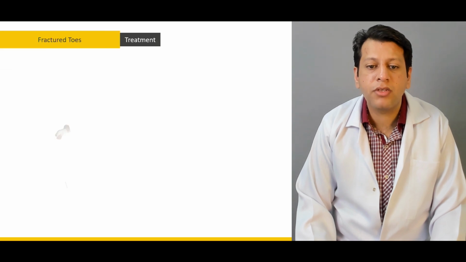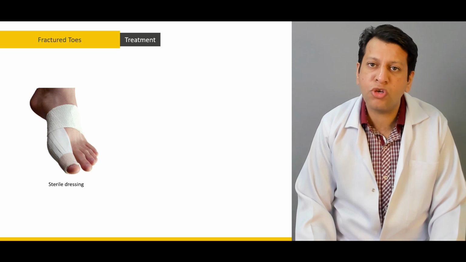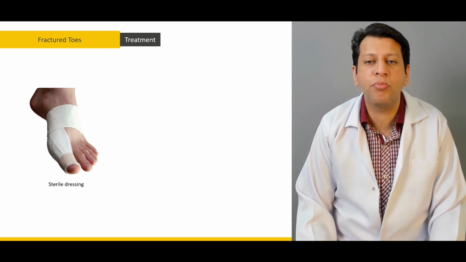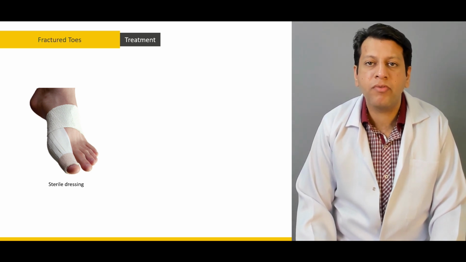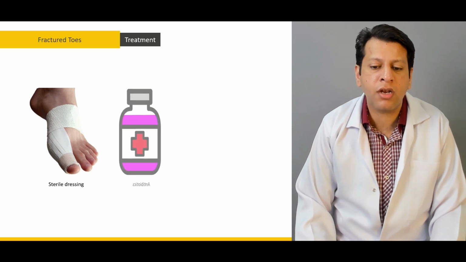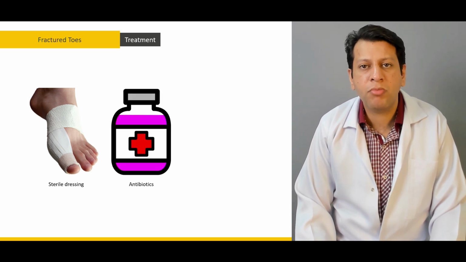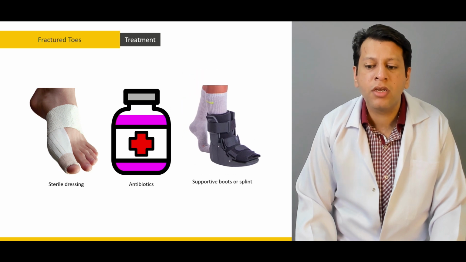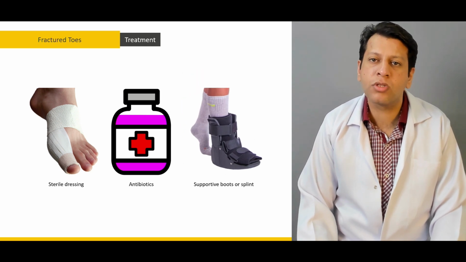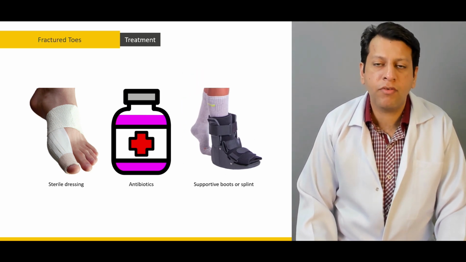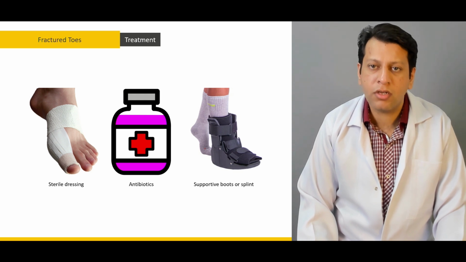Treatment is mostly always conservative, except if it is highly comminuted or open. It may require some form of operative treatment. Usually it's a sterile dressing, antibiotics may be given if it's associated with an open injury, and supportive boots and splints are more than enough to treat the fractures involving the phalanx of the foot.